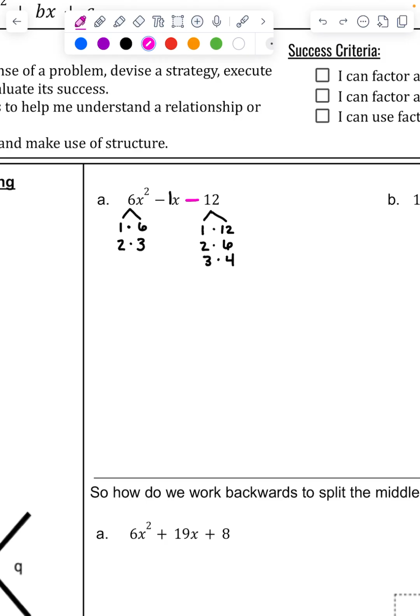Maybe we should pick some that are a little closer together. I could do 1 times 12, and that gives me 12, and 6 times 1 gives me 6. Gets me a little closer to -1, but not quite. Let's try, I think maybe my 2's and my 3's might work better on this one. So I'm going to do 2 and 3, 6. Will 2 and 3 get me there?